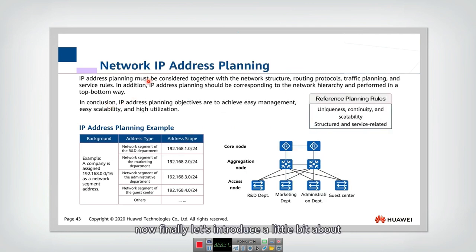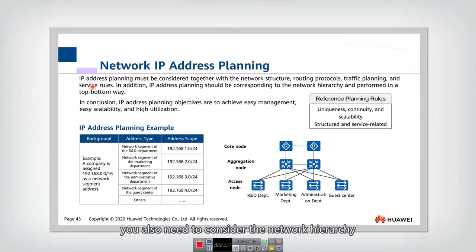Now, finally, let's introduce a little bit about network IP address planning. So if you are the administrator, you have a company, and you have applied for a lot of IP addresses, then how can you allocate these addresses to the hosts or the devices in your company? That is the network IP address planning problem. Actually, the IP address planning must consider a lot of things. For example, you need to consider what the network structure is, what kind of routing protocols you are using, the traffic planning, what kind of traffic is running on it, and also some service rules.